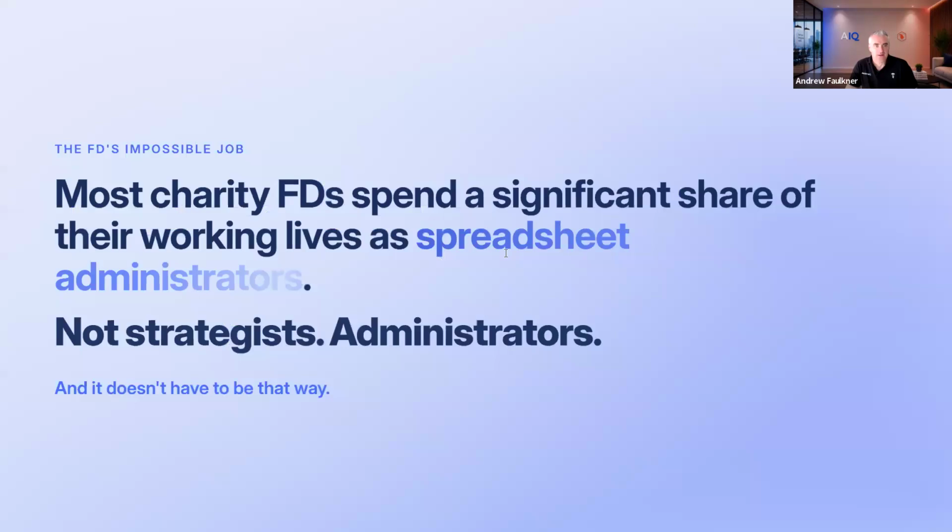So as I said, most of the charity FDs that we talk to, and we talk to quite a lot of them, I'd say we're talking to about 5 to 8 new charities every week in our world, it's spreadsheet, spreadsheet, spreadsheet. It's constant. They feel like they're being administrators rather than actually being strategists for the wider organization.